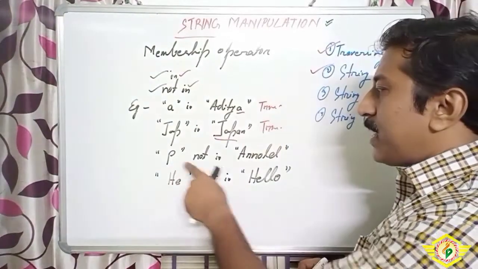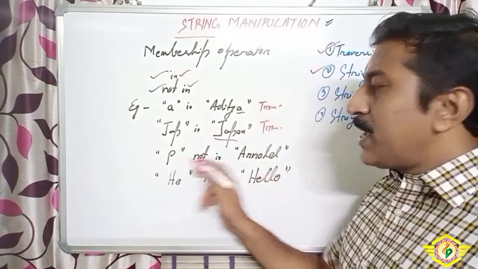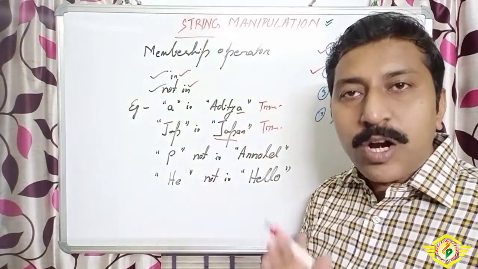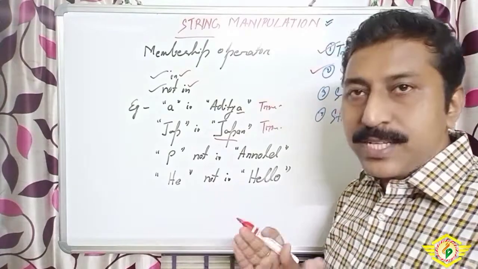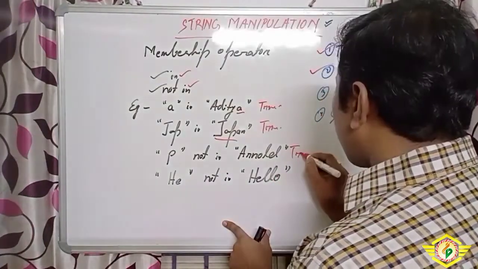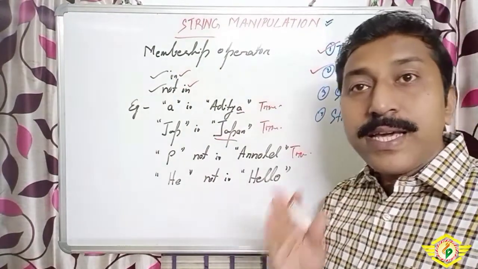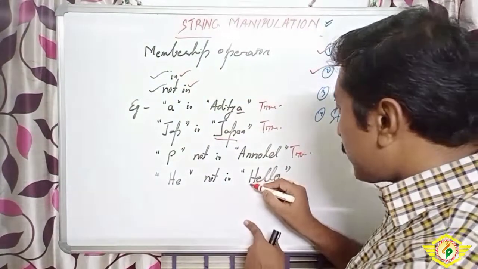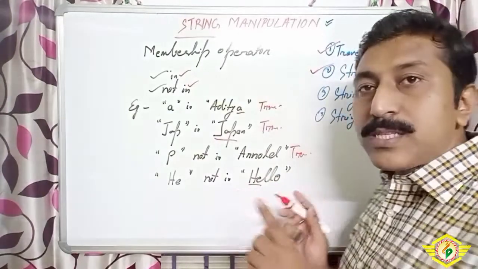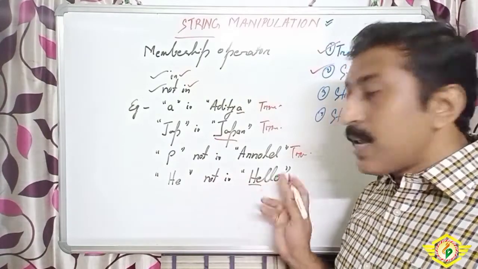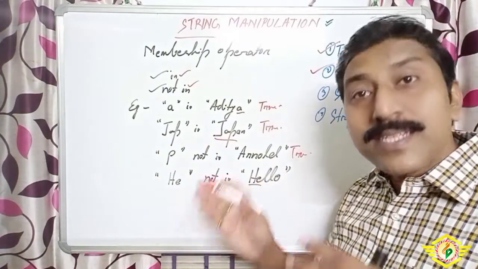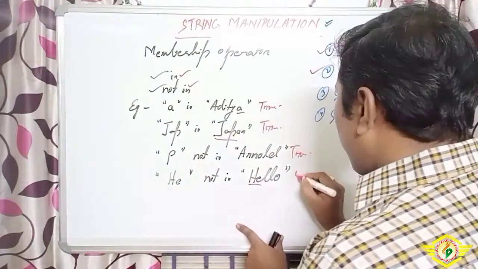Now 'p' not in 'Arnold'. 'p' not in 'Arnold' means p is not present in Arnold. Yes, true. So the output will also be true. 'he' not in 'hello', but this is present here. 'he' is present, so 'he' not in 'hello' is no, it is there. That means the output will be false.